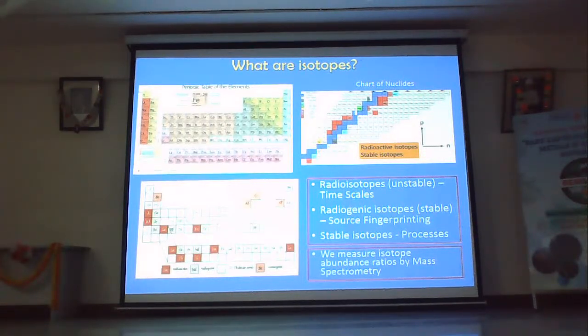Alright, so what are the uses actually of these isotopes? The radioisotopes are unstable isotopes because they decay with time. So you have a function of time.